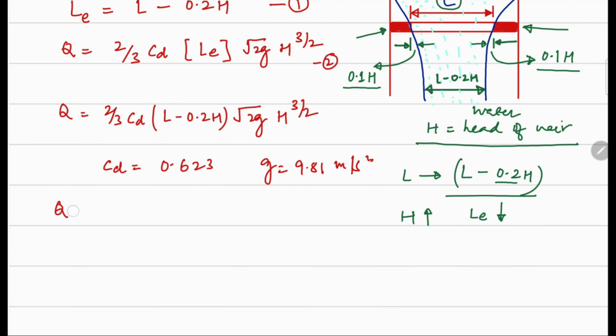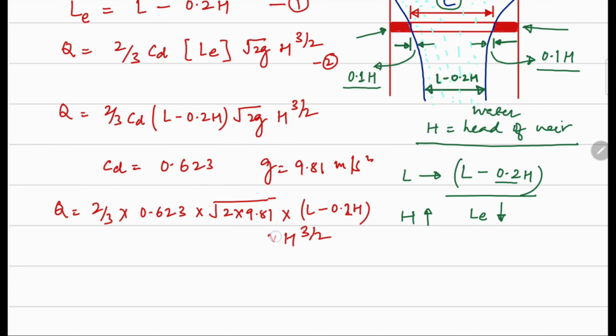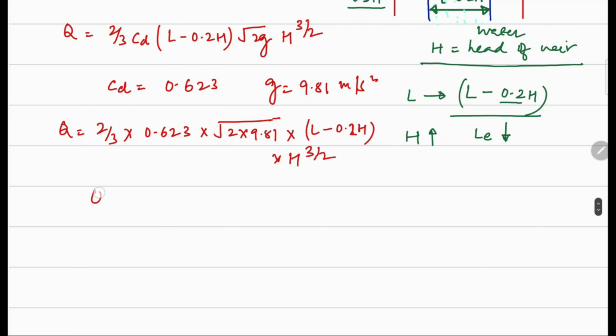simplified as Q equals 2 by 3 multiplied by 0.623 multiplied by under root 2 multiplied by 9.81 multiplied by L minus 0.1 into, this is 0.2 H, and then H raised to the power 3 by 2. So this equation can be simplified and written as Q equals 1.84 times L minus 0.2 H multiplied by H raised to the power 3 by 2. So that is your final equation.